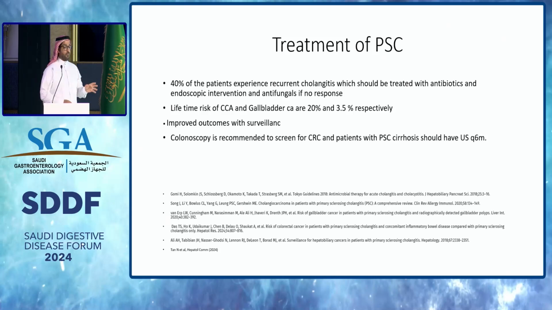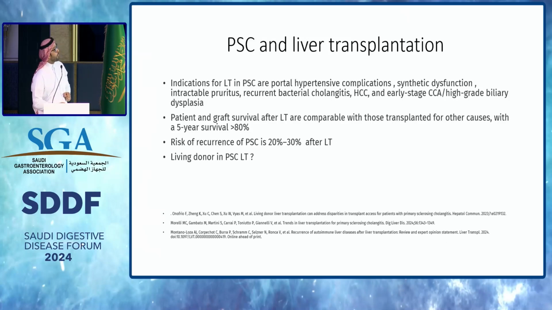The studies around surveillance and the impact of surveillance on the natural prognosis of PSC have conflicting results, but there was a recent multi-center study from Sweden that showed improved survival and transplant-free survival in patients with PSC who undergo regular surveillance with MRI. Colonoscopy is recommended to rule out colorectal malignancy, and patients with PSC cirrhosis should undergo ultrasounds to look for HCC.